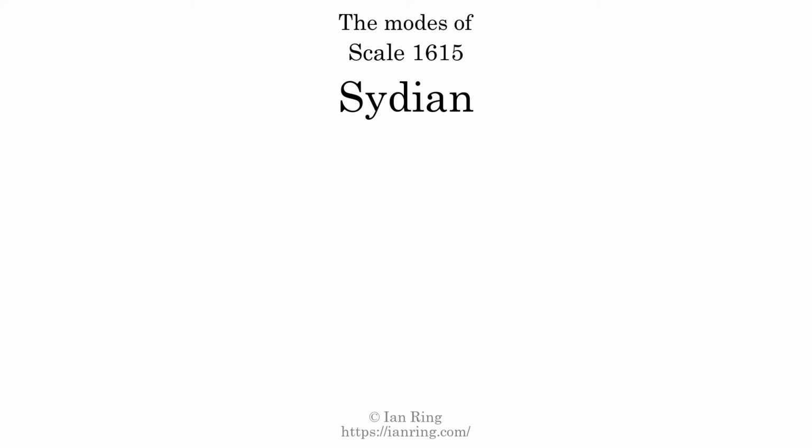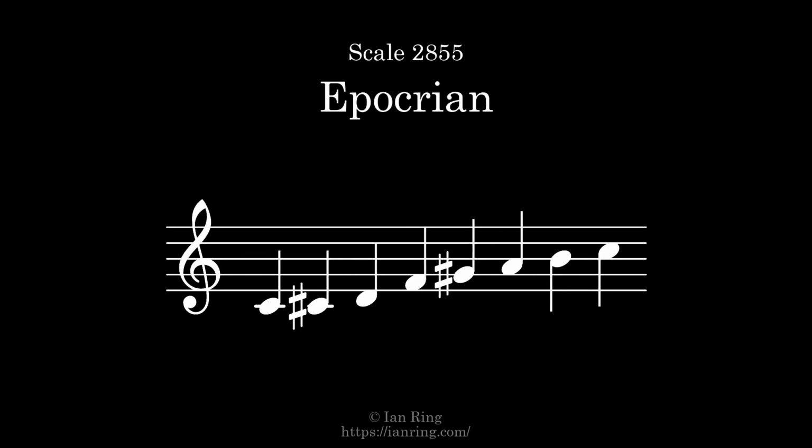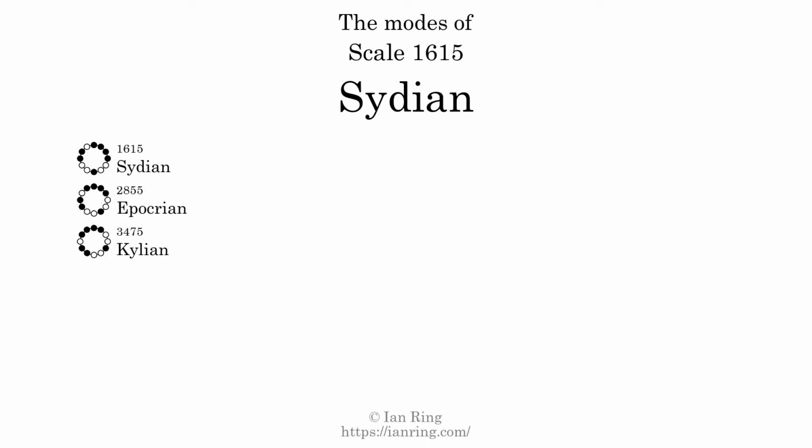This scale has 7 modes. The first mode is itself. The second mode is scale 2855, also known as Apocryphon. It sounds like this. The third mode is scale 3475, also known as Sydian. It sounds like this.